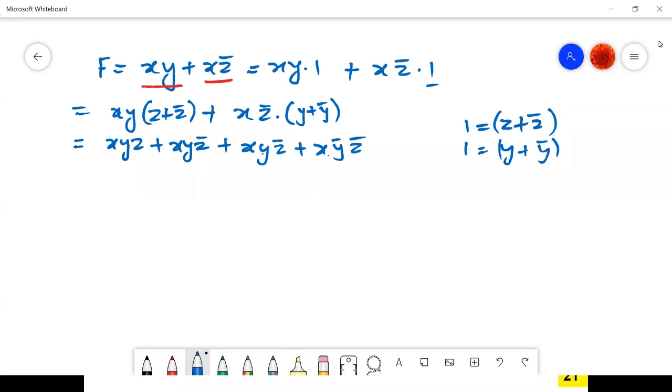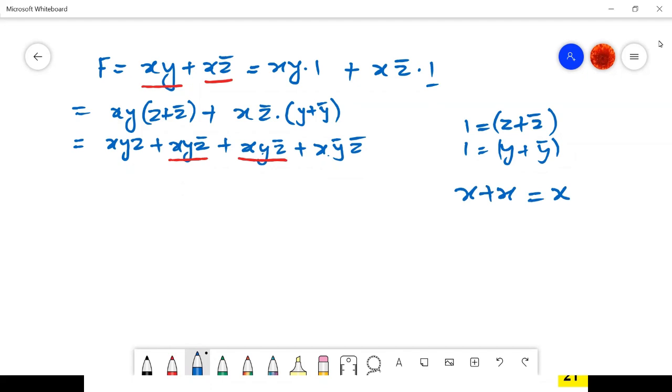Is there any duplicate term? Which one? Number 2 and number 3. Number 2, Y, and number 3. Correct, this one. Do you remember the rule? X plus X is equal to what? It will be X. Am I right?